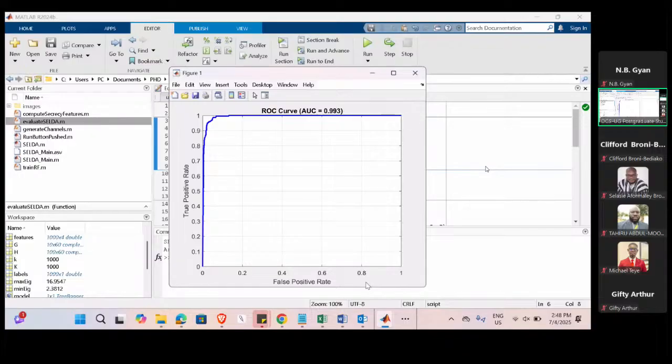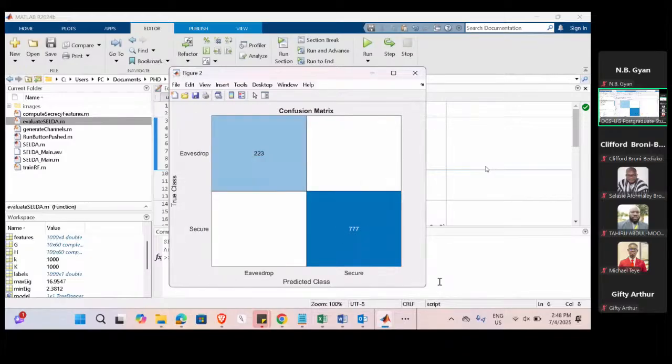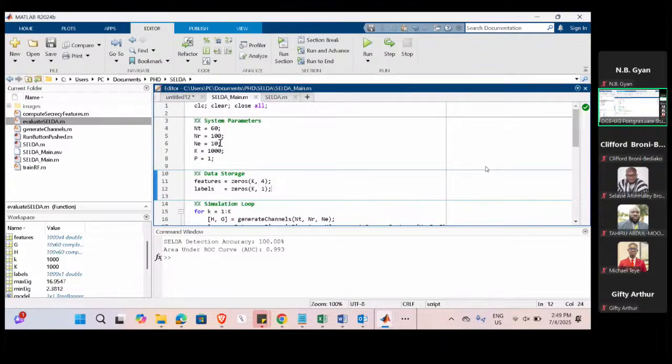Maybe we should try one and see. And let's check this. Good. Also over here, it was able to pick everything. We didn't miss anything. So let us try the same thing, 60, 100, and let's say there's just one eavesdropper attempt. I've changed the 10 to 1. And let's see what will happen.